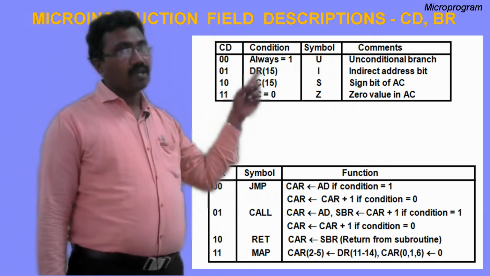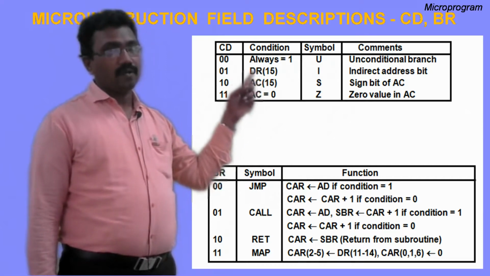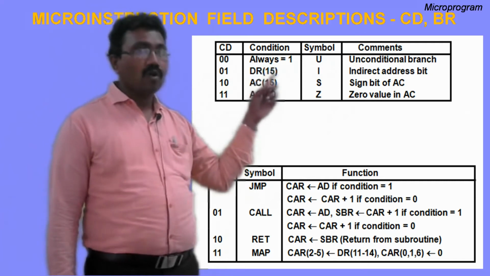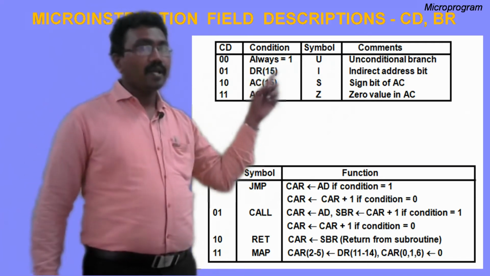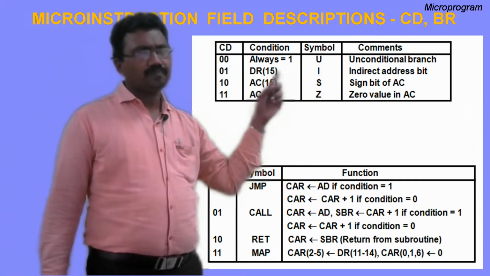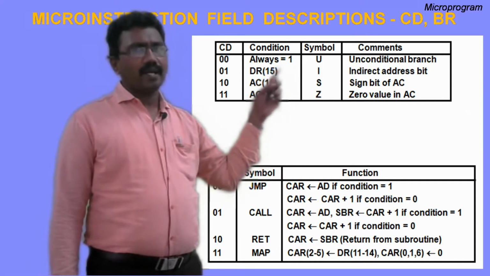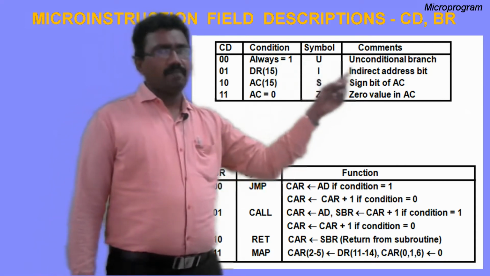What is DR of 15? In the instruction code, DR of 15, the leftmost bit, is the mode bit I. If it is 0, direct addressing mode. If it is 1, indirect addressing mode. The symbol is I. If it is equal to 0, direct addressing. If it is equal to 1, indirect address bit.